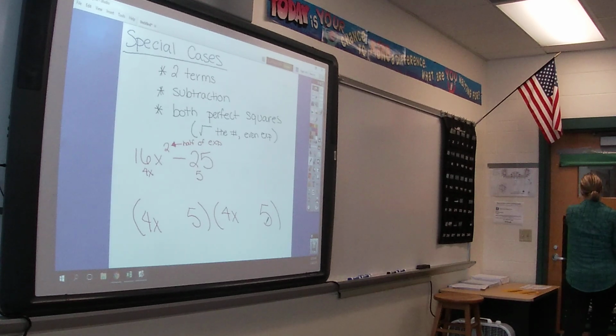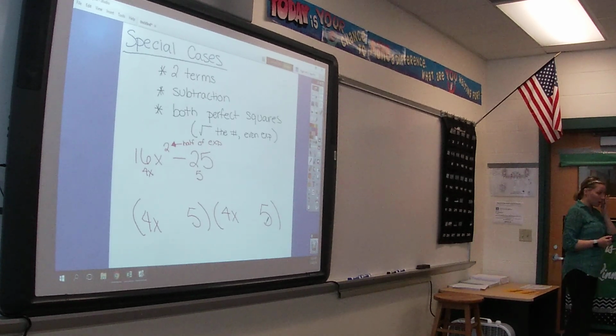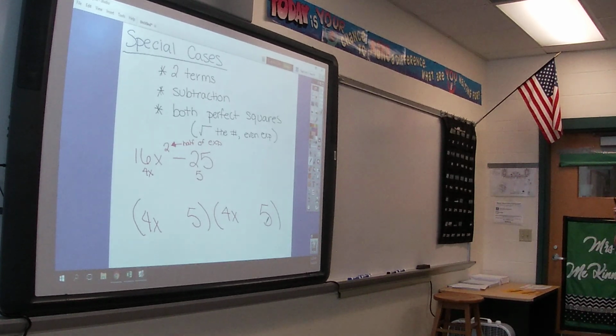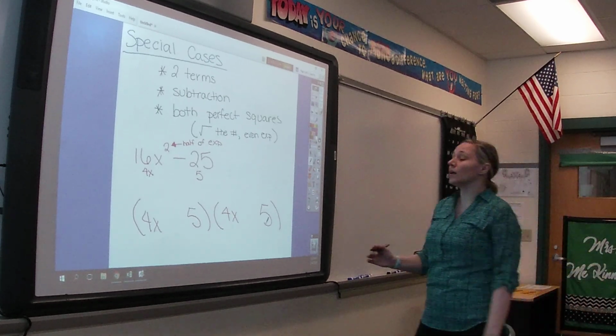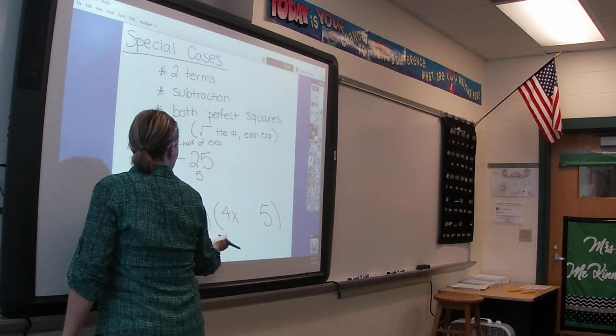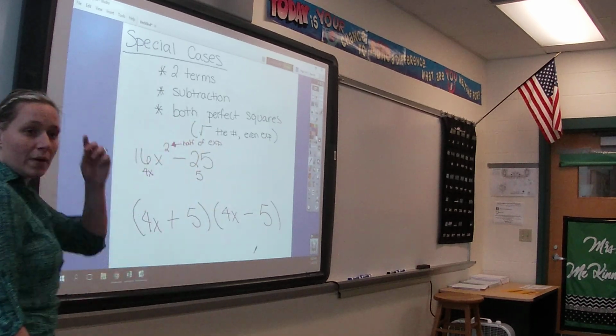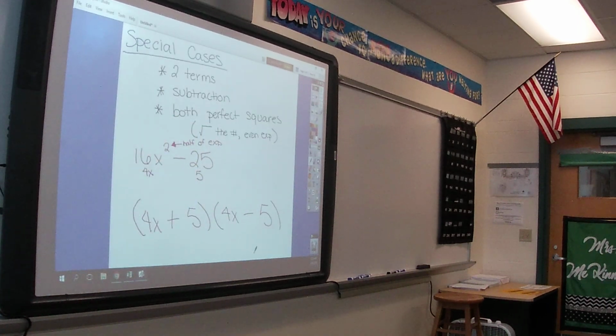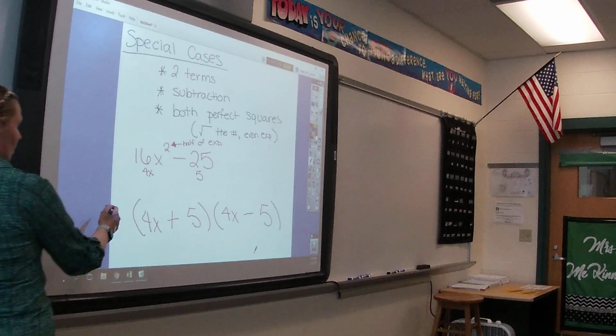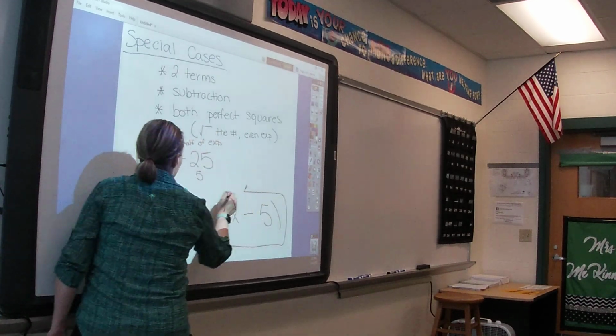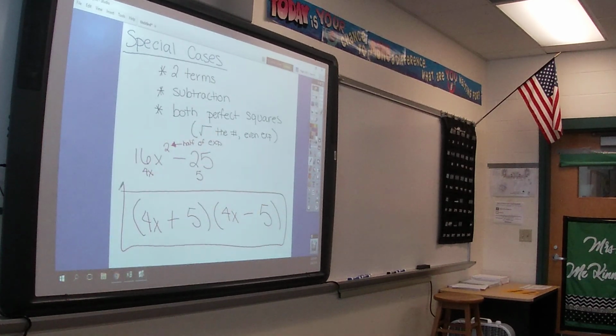Okay, so if you think all the way back to last trimester, when we multiplied these out to get the 2 middle pieces to cancel, one had to be positive and one had to be negative. Right? So that's the same thing here. So one of them is going to get an addition sign, and one of them is going to get a subtraction sign. And that's our answer.